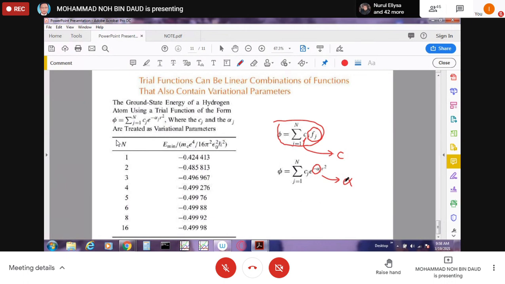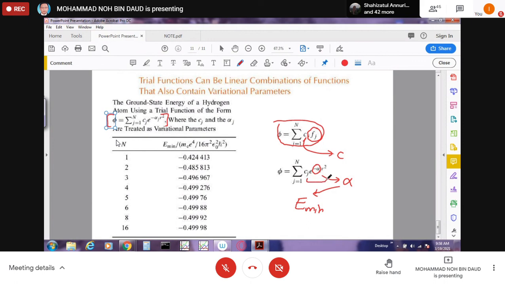Also, this is the variational parameters. You can refer to the tutorials on how we optimize the variational parameters, so that you can get the best value of alpha. Once you get the best value of alpha, you will get the best value of this minimized energy. What is the minimized energy? In the example of the hydrogen atom using the trial functions, you can refer to your notes, Physical 1, Physical 2.